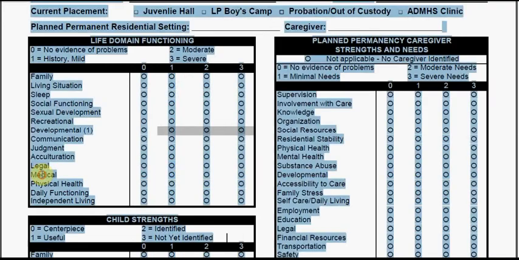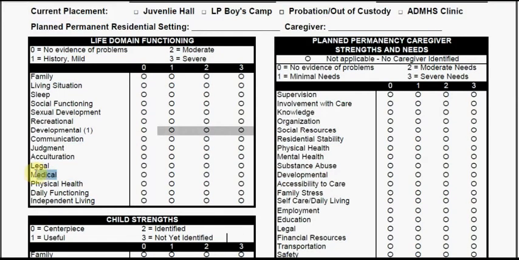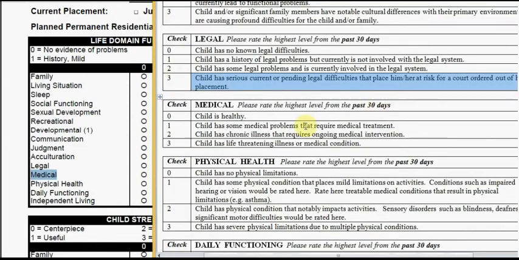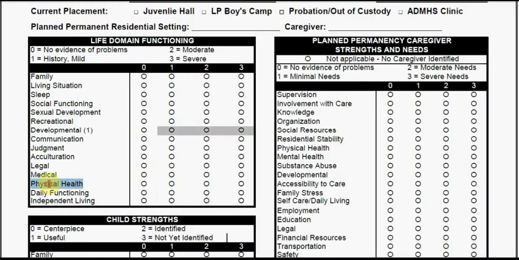Medical and physical health are interesting in terms of the difference between the two. In the medical item, in 0, the child is healthy. In 1, the child has some medical problems that require medical treatment. In 2, the child has chronic illness that requires ongoing medical interventions. And in 3, the child has life-threatening illness or medical condition. So notice the difference between medical and physical health.